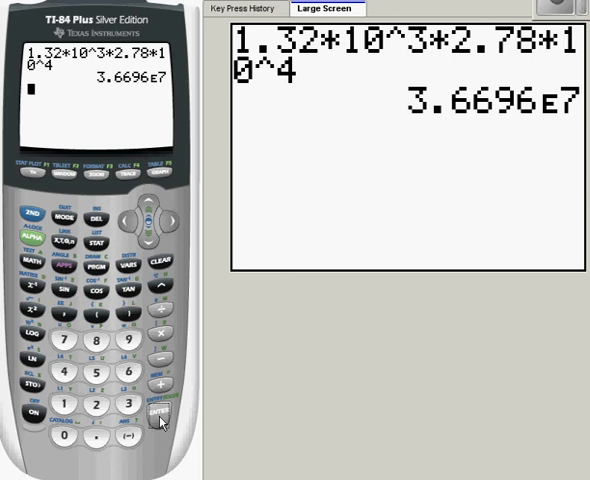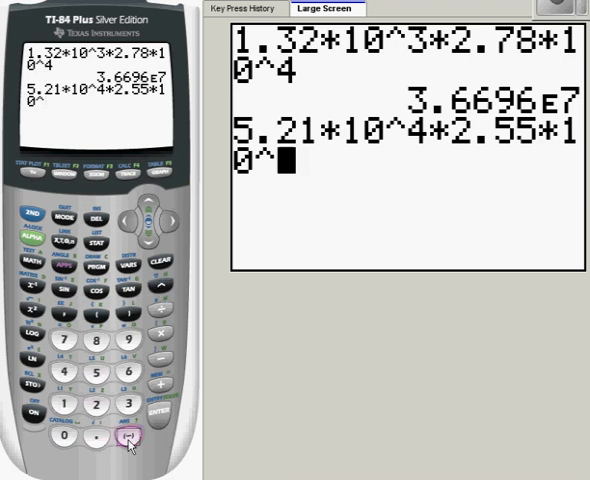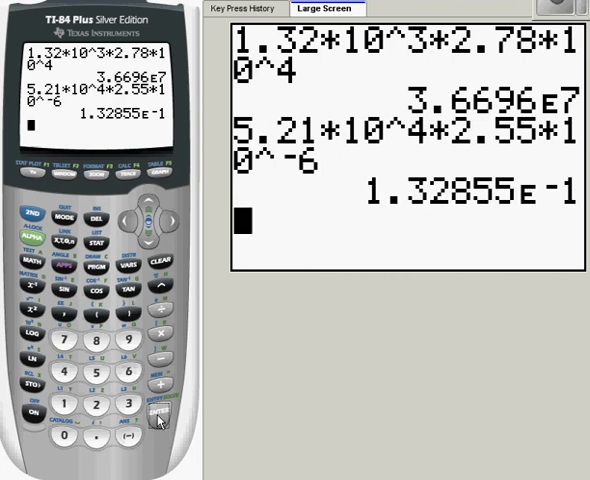Okay, if I did the next one where I had a negative exponent, 5.21 times 10 to the 4th, times the next one, again I'm not putting in parentheses, 2.55 times 10 caret, I have a negative exponent, so I hit the negative button, 6, and there's my answer. Same thing we got when we did it on paper. We had 1.32855 times 10 to the negative 1. E to the negative 1, remember, means times 10 to the negative 1.